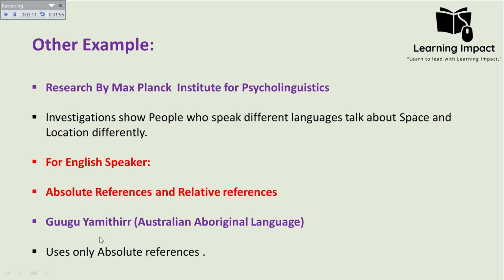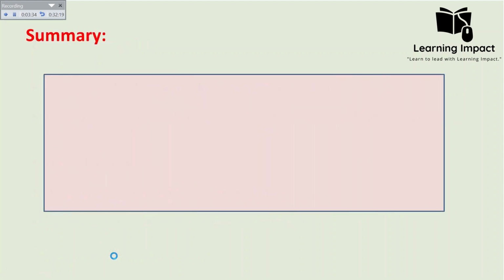So that's why, according to the Sapir-Whorf hypothesis, this language is actually making their perception of the cardinal directions more rigid, more attuned as compared to English speakers. So this is how we think about space and location differently when we speak different languages. Okay, so this is all about the Sapir-Whorf hypothesis.